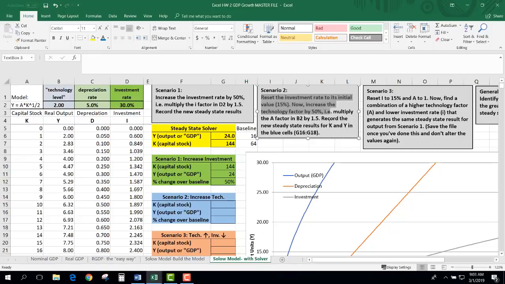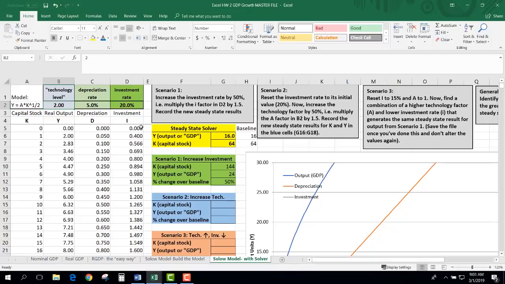Okay, so scenario 2 says reset the investment rate to its initial value. Oh, it was 20% here, wasn't it? 20%. Reset that to 20%. Now increase the technology factor by 50%. So what's 50% higher than 2? What's 50% of 2? 1, right? Half of 2 is 1.